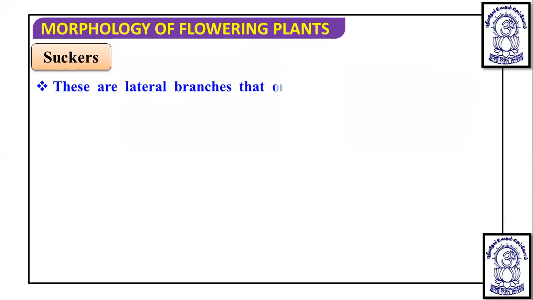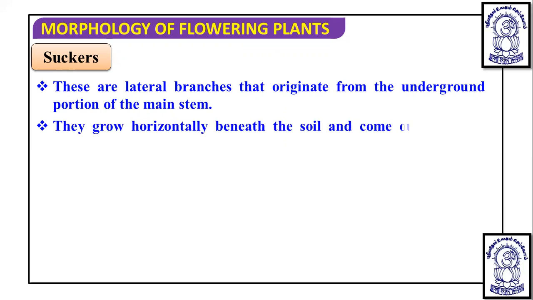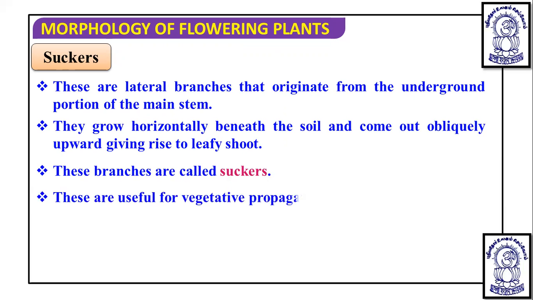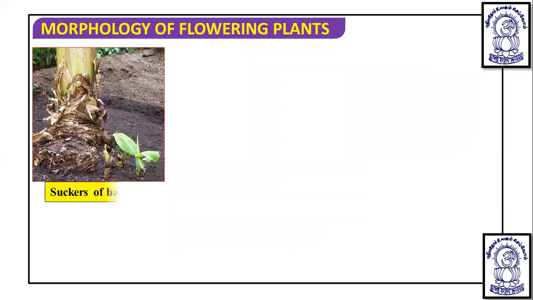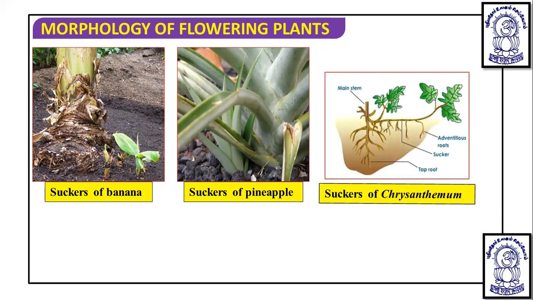And then the next modification is sucker. In this, lateral branches originate from the underground portion of the main stem, grow horizontally beneath the soil, and at last come out obliquely upward, giving rise to a leafy shoot. These branches are called suckers. These are useful for vegetative propagation as well. You can see this is the sucker of banana, the sucker of pineapple, and the sucker of chrysanthemum. Here you can see this is the underground stem where an axillary bud develops a little branch which grows horizontally and then comes outward and develops a leafy shoot. So this is known as sucker. It is found in chrysanthemum as well.